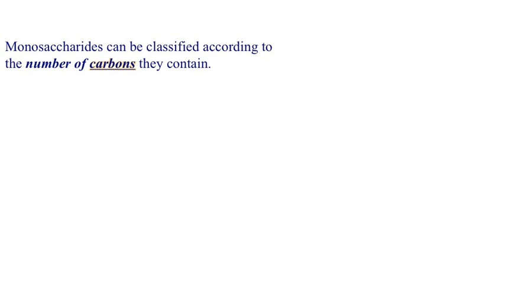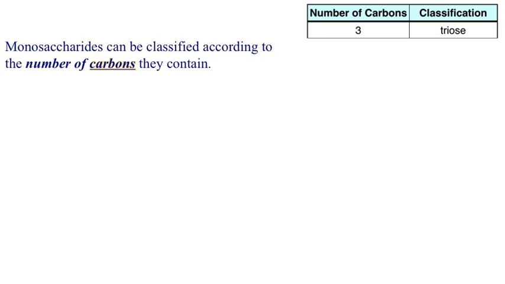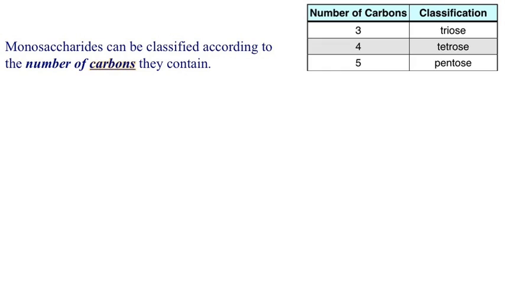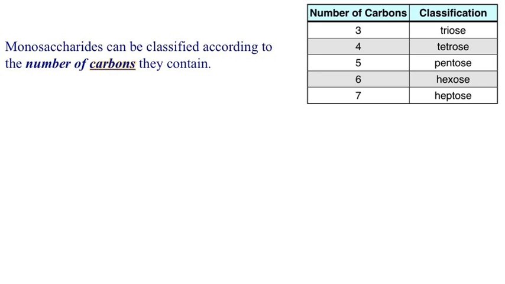Monosaccharides can be classified according to the number of carbons they contain. If a monosaccharide has 3 carbons, then it's called a triose. One with 4 carbons is called a tetrose. One with 5 carbons is called a pentose. One with 6 carbons is called a hexose. And one with 7 carbons is called a heptose.